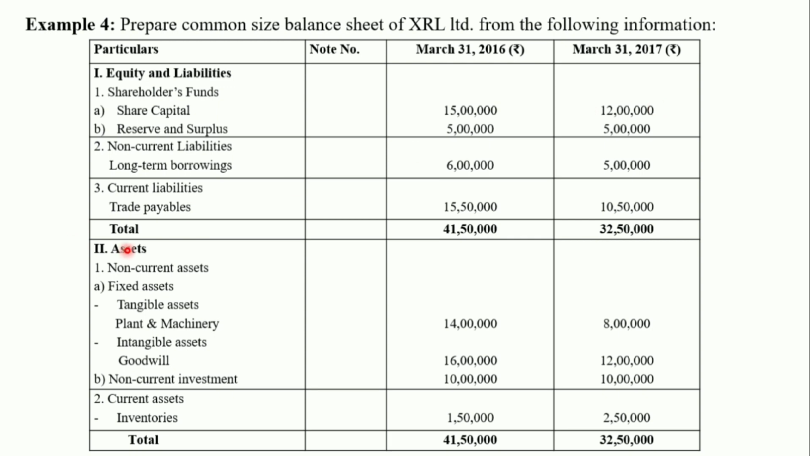Also assets: non-current assets, and non-current assets include fixed assets, again fixed assets, tangible and intangible, plant and machinery, intangible goodwill, non-current investment is given, then current assets, inventory.